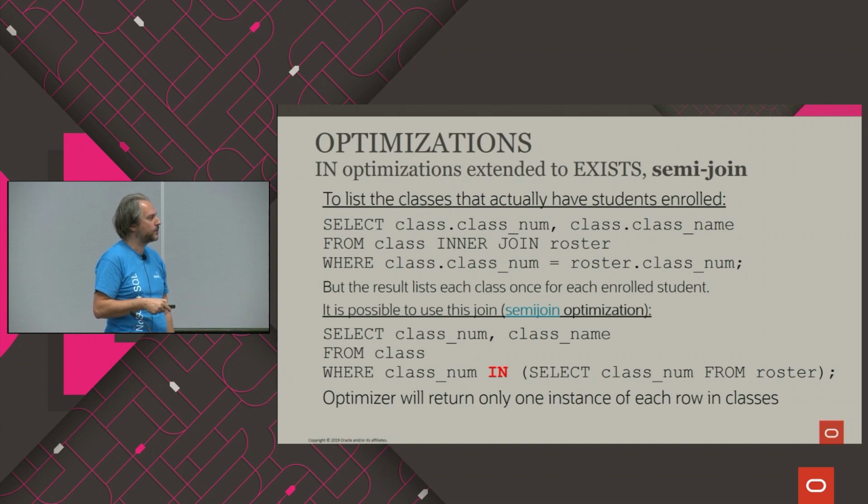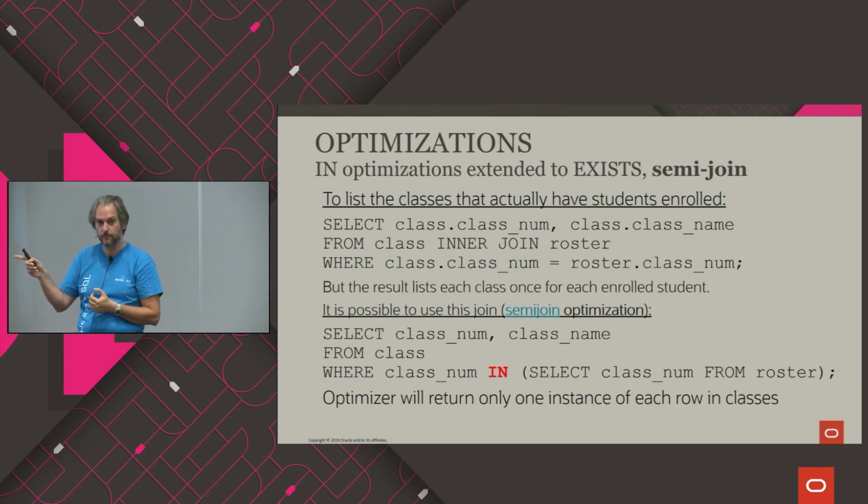As soon as one result is found, it stops and goes back, so we don't have to do all the Cartesian product to give all the combinations and then do a distinct. So this is much more efficient, right? And this is powerful, I think. But you must use this syntax. This feature was first just for the in, and then the optimization was extended to exists semijoin.